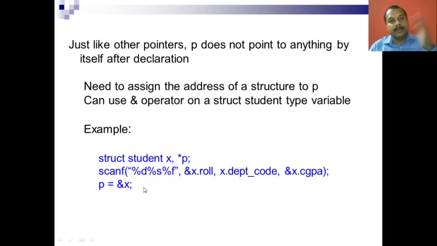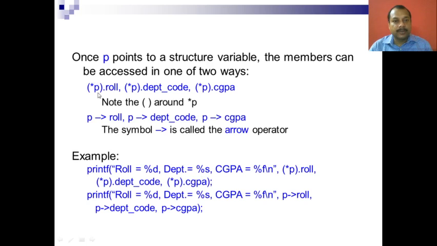If I write p equals ampersand x, then to access an element, star p will allow me to go to the address of x, and from there I can access roll, department code, and cgpa. So I can write star p within parentheses, to give it higher precedence, dot roll, star p dot department code, star p dot cgpa.